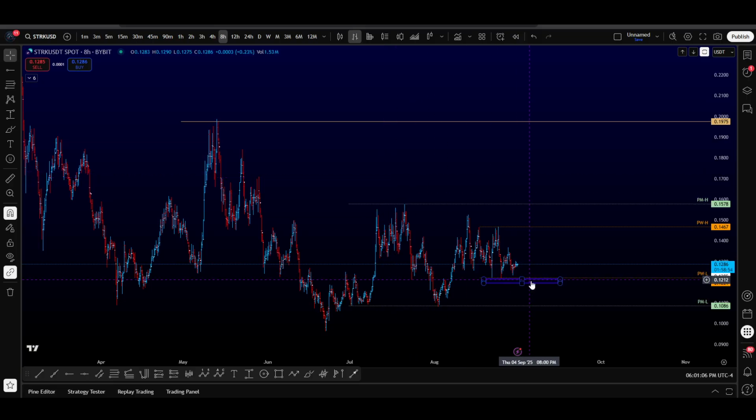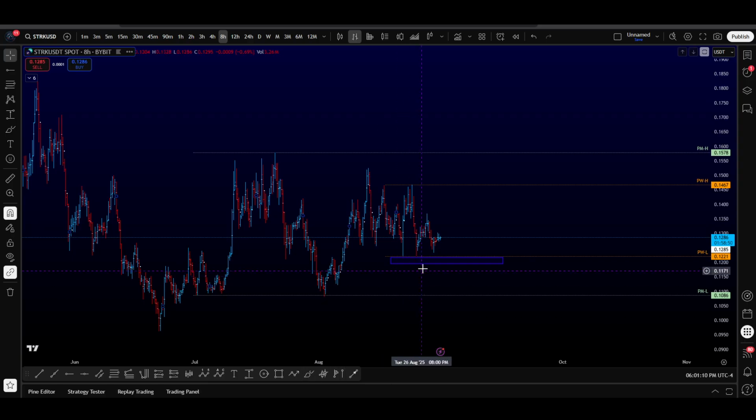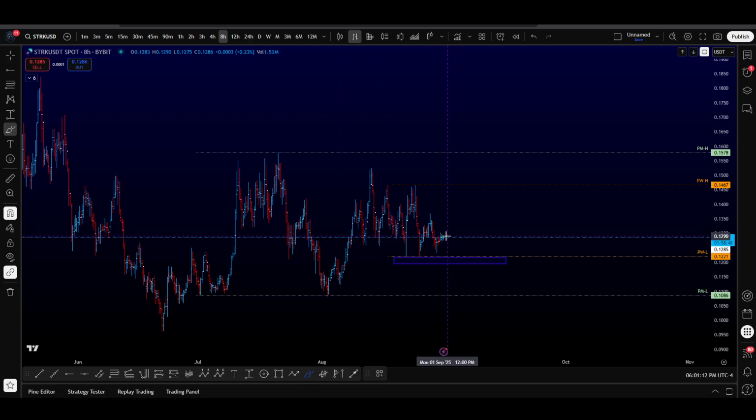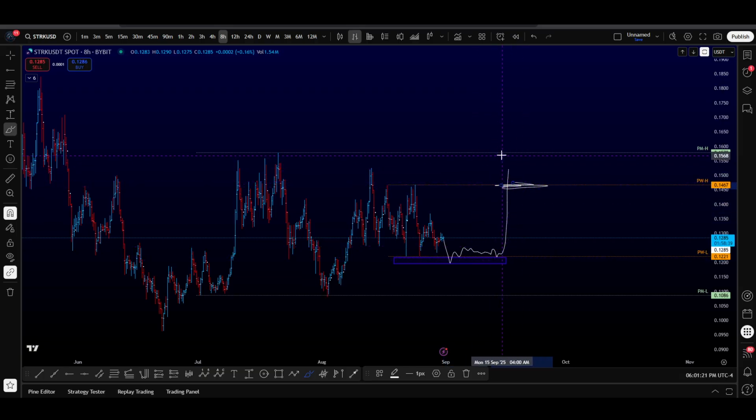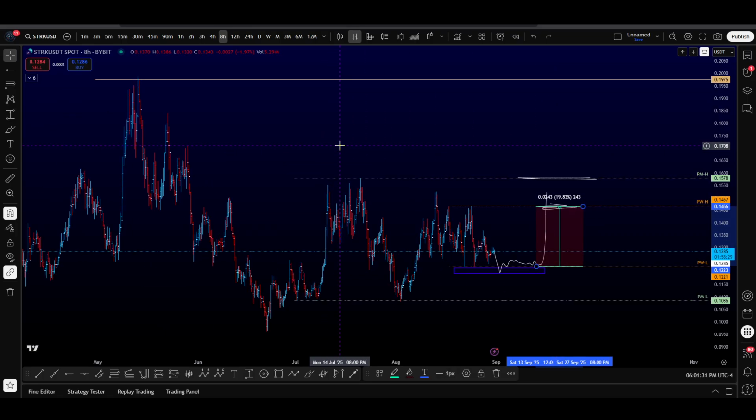But if we come down, take some liquidity of these lows, hold this level, right? So hold this level, just showing that buyers are still interested. Then I'd be interested more in taking a long to take out last week's highs, possibly last month's highs, right? So that would be the smartest trade, in my opinion, 20% pump. So let's just see how this plays out.